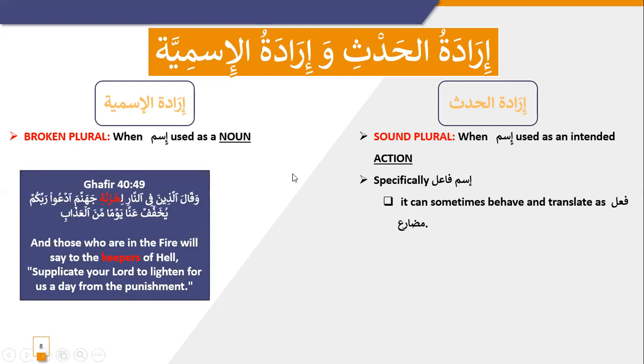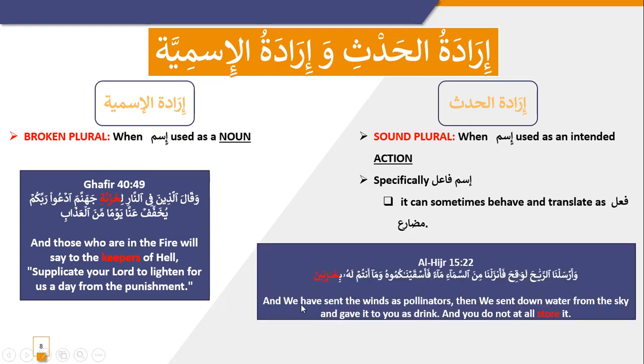Now look at this example: وَقَالَ الَّذِينَ فِي النَّارِ لِخَزَنَةِ جَهَنَّمَ أَدْعُوا رَبَّكُمْ. Over here, if you see, broken plural is used. It's not khazanuna or khazanina. Khazanina, khazanuna would be the sound plural, which is not used. Broken plural is used, which is khazanati. And those who are in the fire will say to the keepers. Now, is it a fail or is it a noun? Is it a verb? Is it a noun? Keepers, in simple words, is a noun.